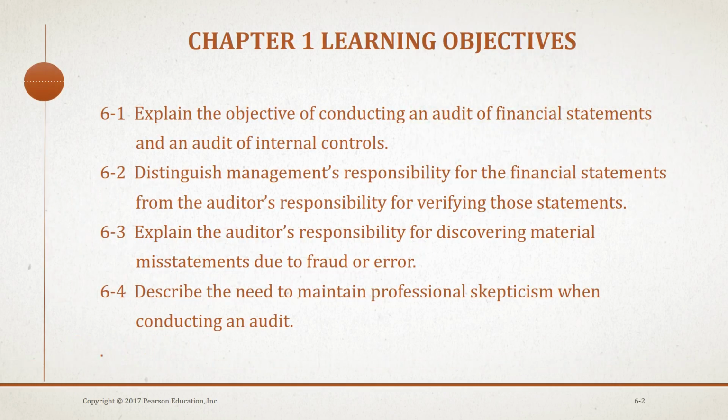Several different objectives for this particular chapter. Number one, explain the objective of conducting an audit of financial statements and an audit of internal controls. Distinguish management's responsibility for the financial statements from the auditor's responsibility for verifying those statements. Explain the auditor's responsibility for discovering material misstatements due to fraud or error. Describe the need to maintain professional skepticism when conducting an audit.